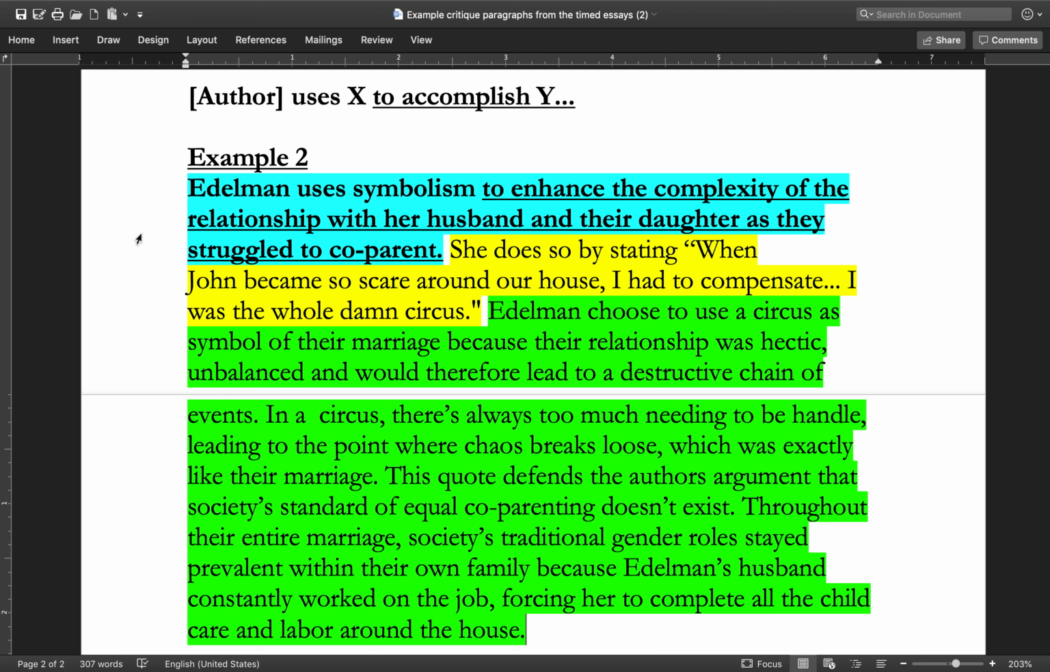What's the X, Michael? Okay, uses symbolism. I was going to note something: she not only does X and Y, she also gives context to the situation by saying "as they struggle with their partner." You don't have to provide that context, but you can. So the X is that it uses symbolism. The Y, I mean, it's obvious, but I still want to hear it. The Y is what? Go ahead. Enhancing the complexity of the relationship with their husband.